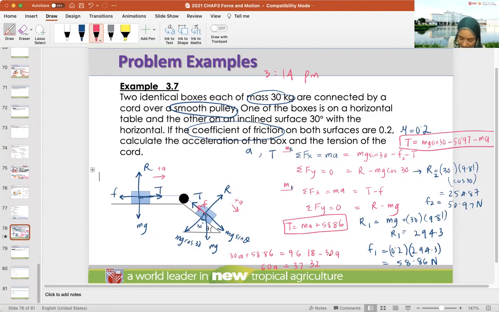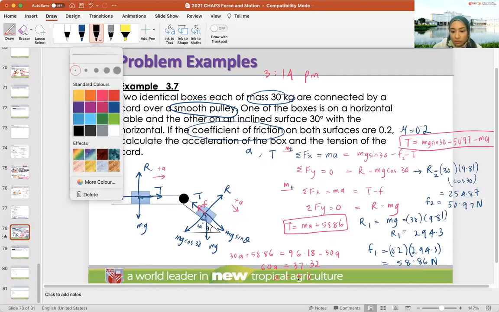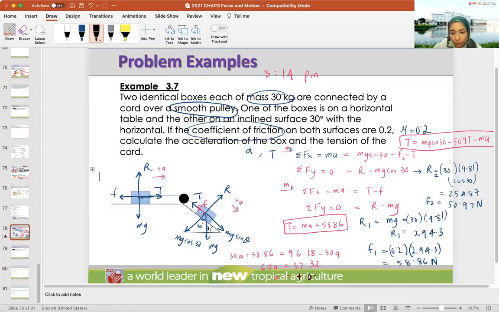Tak ada. Okay. Divided by 60. So my acceleration is positive, which means that our assumption is correct this time. Let me use a different color sebab tak nampak dah. So it's positive 0.62, ataupun 0.622 if you want to be more accurate. This is the answer. So our assumption is correct because we got a positive sign. We got a positive acceleration.